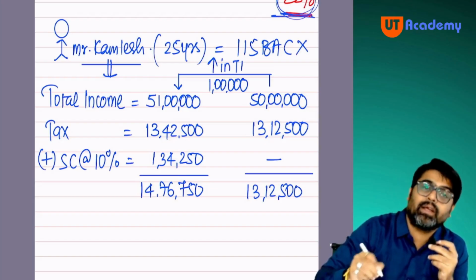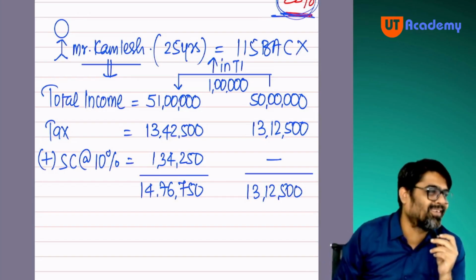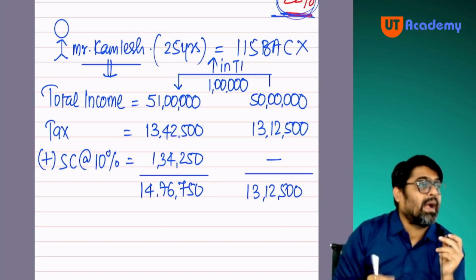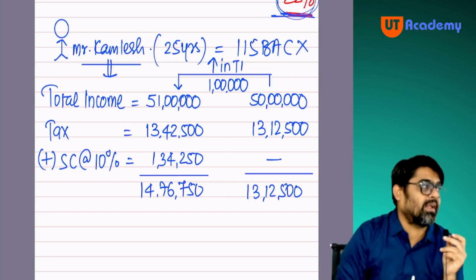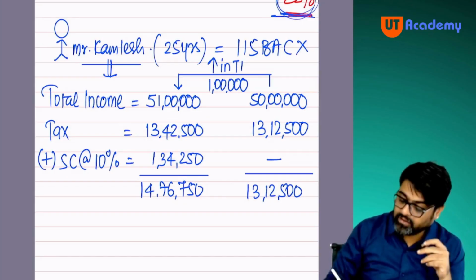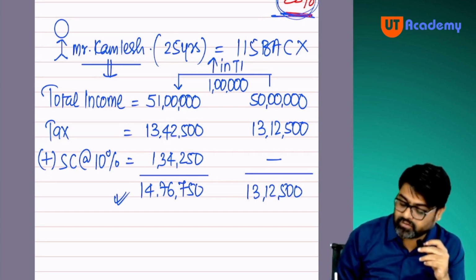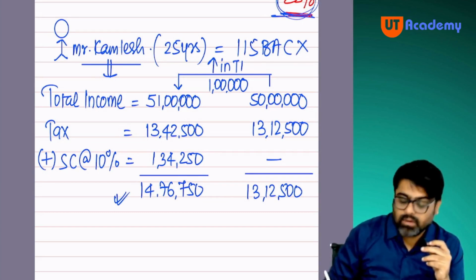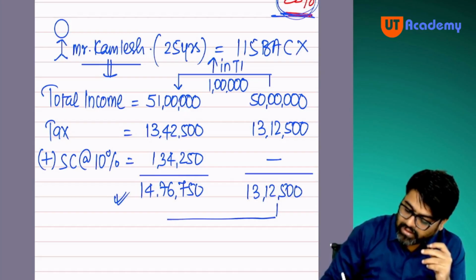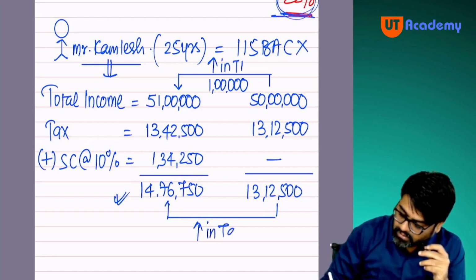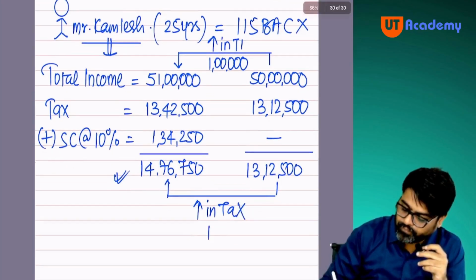Total income is increasing by only 1 lakh, and as a result of that, surcharge is applicable. And as a result of that, he is liable to pay tax and surcharge amounting to 14 lakh 76,750. That means there is an increase in what? Tax. Increase in tax. Calculate the amount.